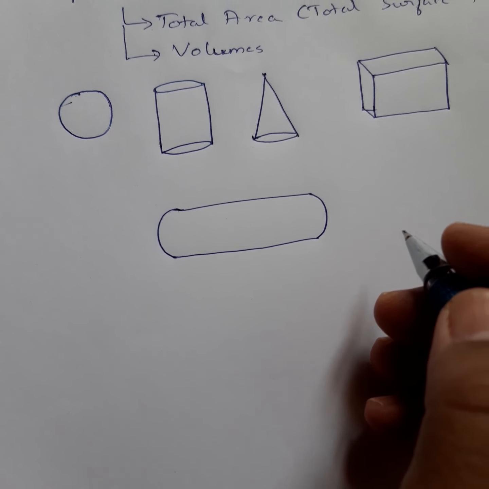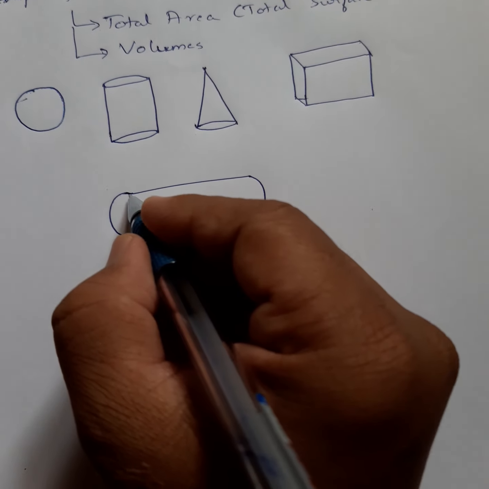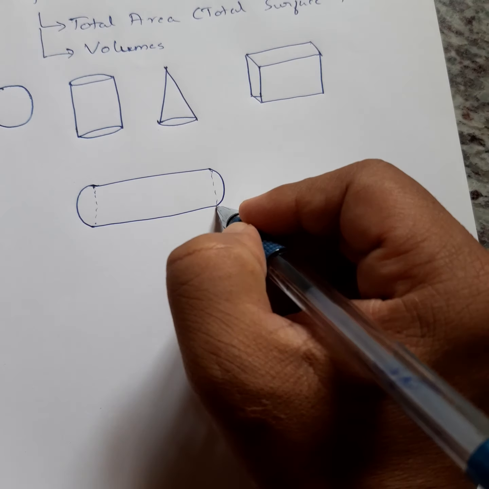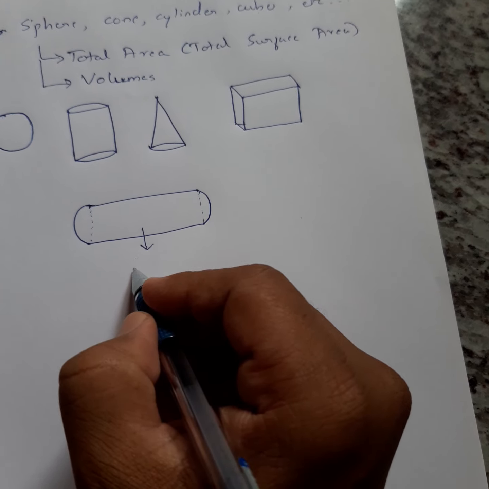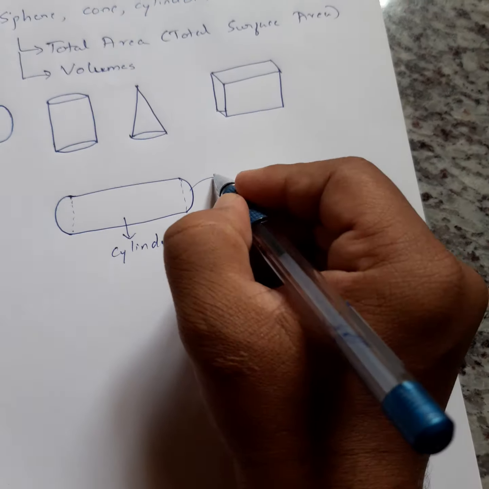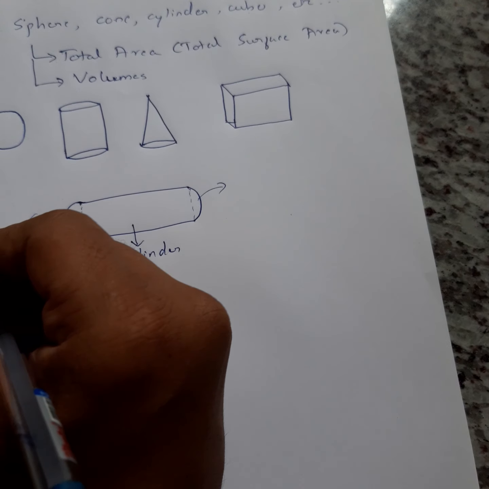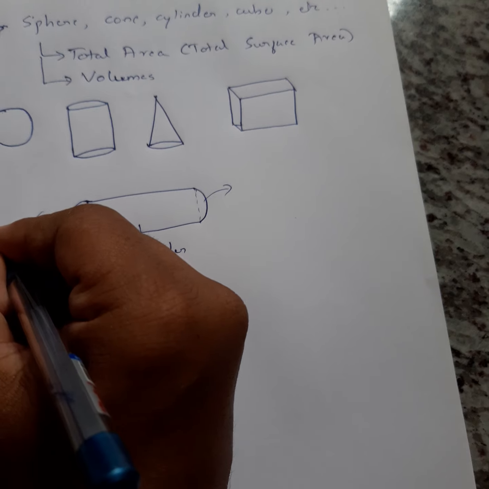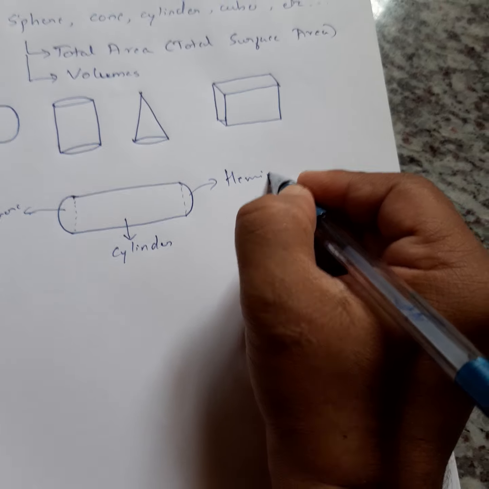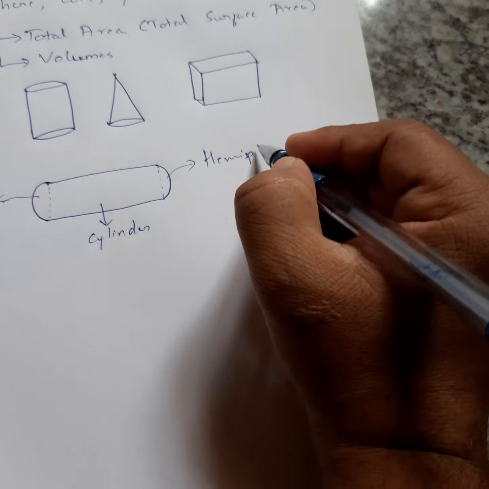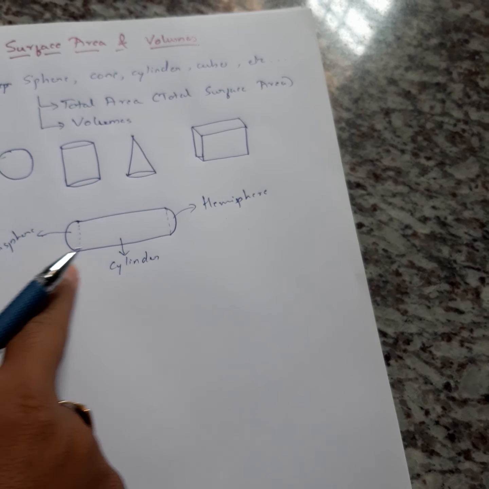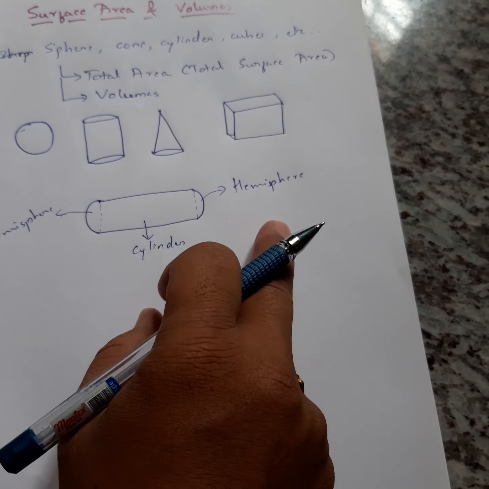if I look at this water tanker, I can say that this water tanker is a combination of three solids. One is a cylinder, and there are two hemispheres. So this is one hemisphere and this is another hemisphere. Now if I look at this tanker, it has a cylinder and two hemispheres.